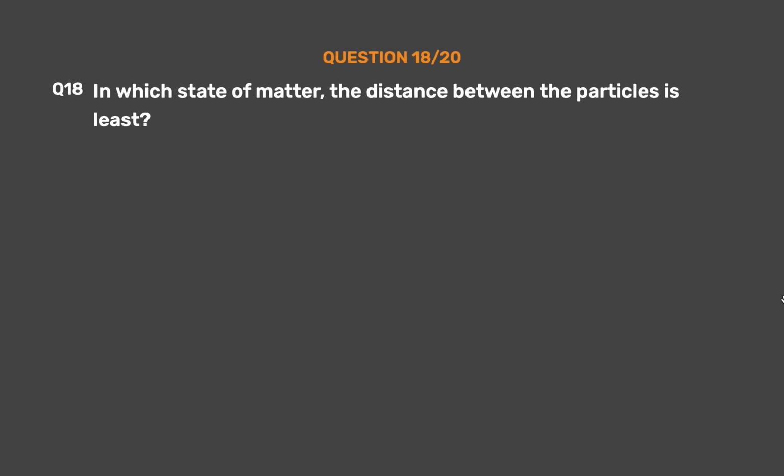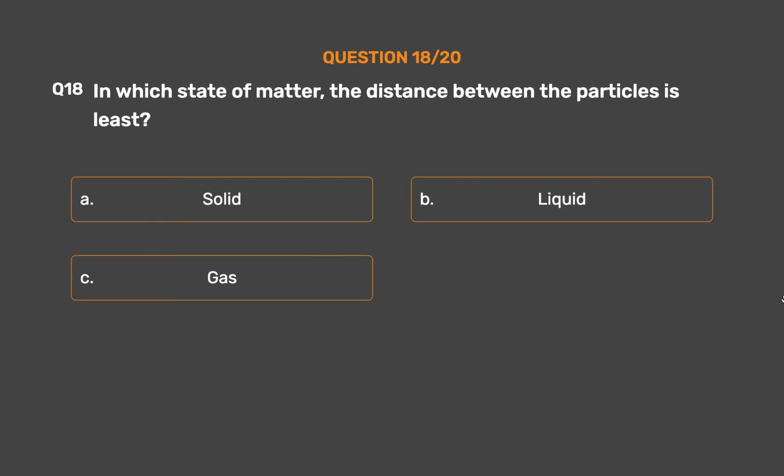Question number 18. In which state of matter, the distance between the particles is least? Option A. Solid. Option B. Liquid. Option C. Gas. Option D. Plasma.